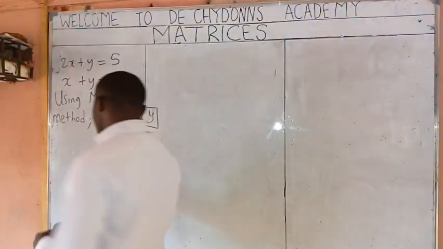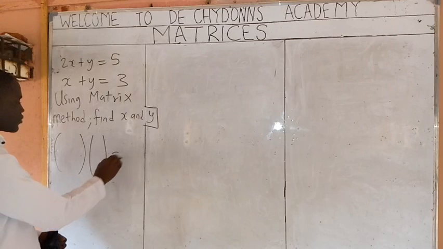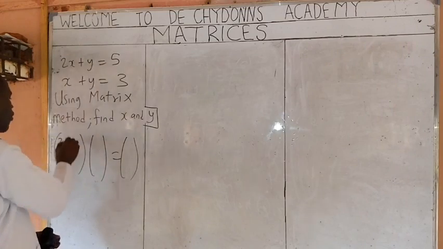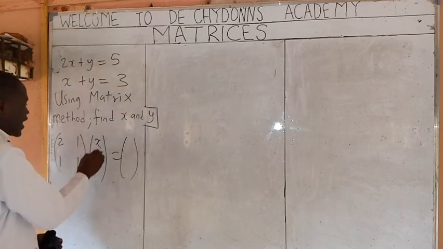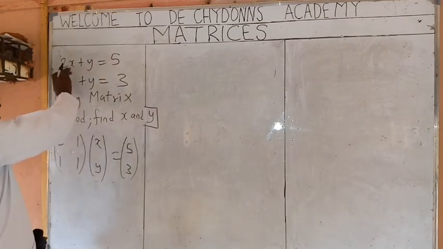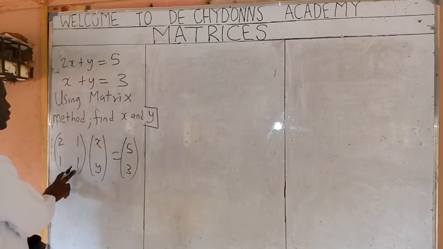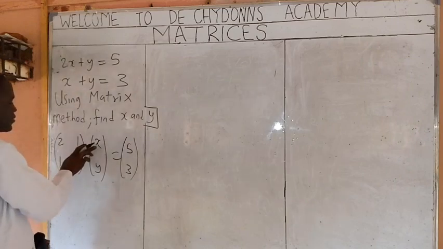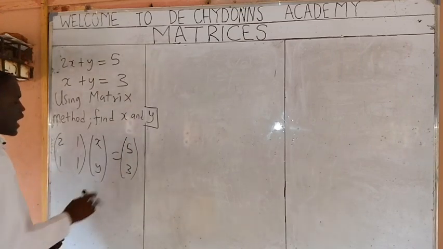For you to solve this, first of all, put 3 brackets this way. Once you put the brackets, what is the coefficient of x? 2. Coefficient of y? 1. Coefficient of x? 1. Coefficient of y? 1. Then the alphabets you have are x and y. Then you have 5, 3. I repeat, bring down the coefficient of x, coefficient of y, coefficient of x, coefficient of y. Then bring out the alphabets. x will come first because it's written first, then y will follow down. Then you write 5 on the top, 3 below.